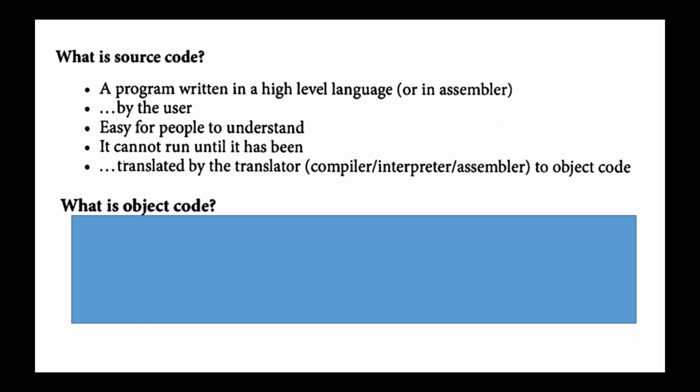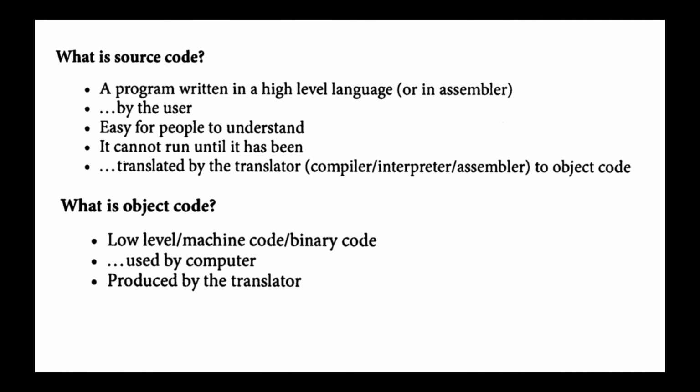But then the next question is, what is object code? It is a low-level language or machine code or binary code which is used by the computer and produced by the translator. So the main things that I remember about source code are that it is easy for people to understand, so it's human readable, and it cannot be run until it has been translated by the translator. Normally that question's probably around 2 marks or so. Then object code is just a low-level language which is used by a computer and is produced by the translator.